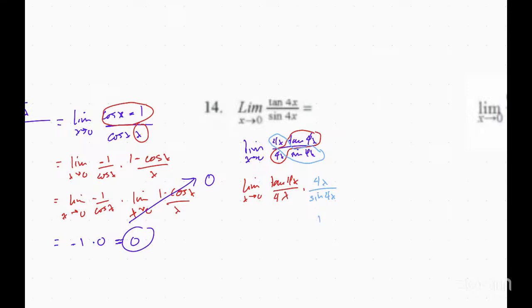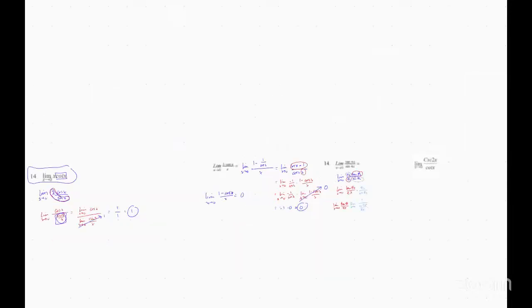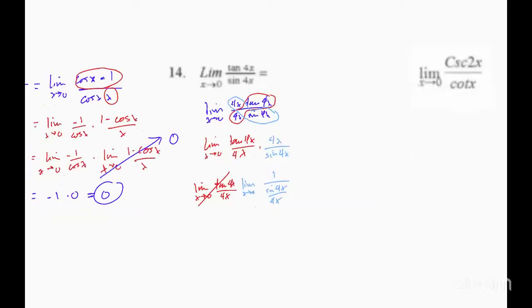And remember, I can split the limit up now. The limit as x goes to zero of that, and then the limit as x goes to zero of that. And each of those goes to what? One. Yeah, each of those goes to one. So this goes to one, this goes to one, which is one over one. So it's one times one, which equals one.